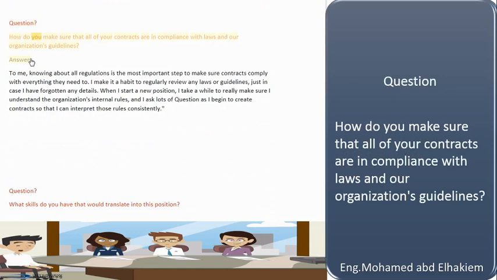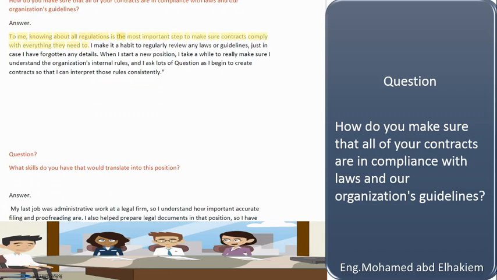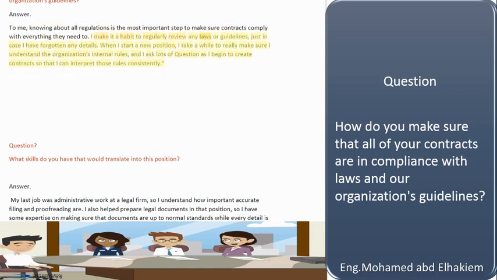Question: How do you make sure that all of your contracts are in compliance with laws and our organization's guidelines? Answer: To me, knowing about all regulations is the most important step to make sure contracts comply with everything they need to. I make it a habit to regularly review any laws or guidelines, just in case I have forgotten any details. When I start a new position, I take a while to really make sure I understand the organization's internal rules, and I ask lots of questions as I begin to create contracts so that I can interpret those rules consistently.